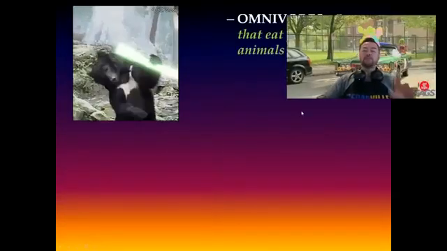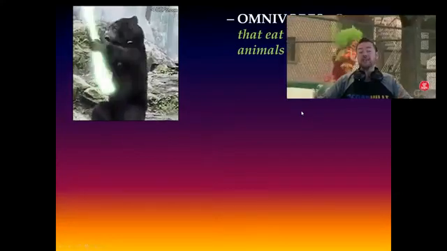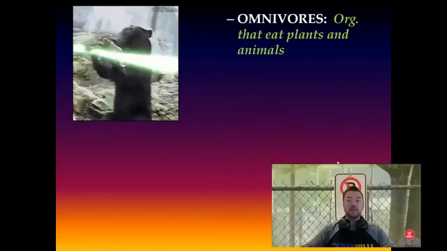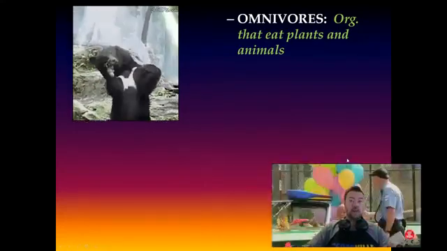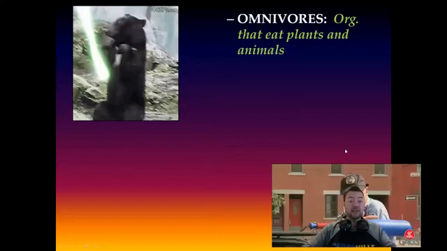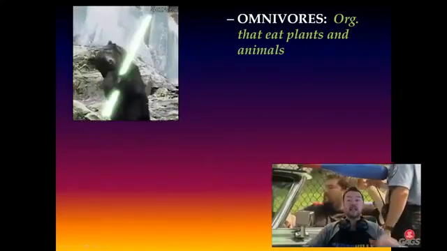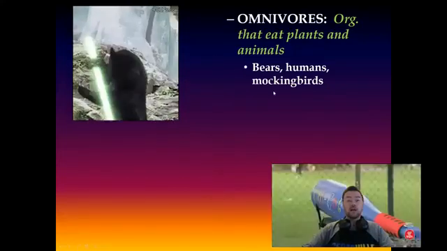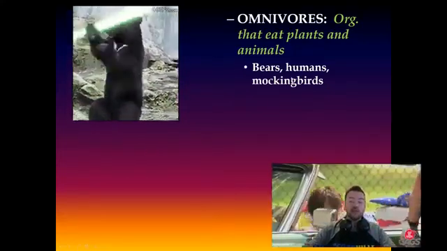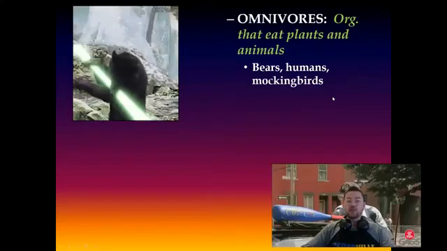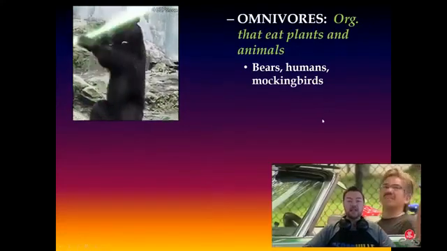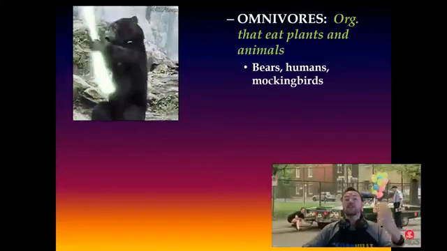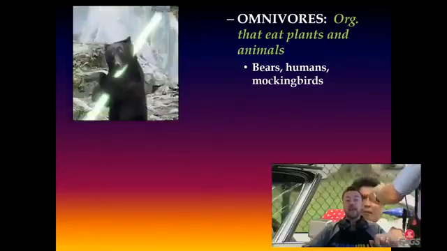But what if you eat both types of organisms? If you eat plants and animals, well, then you are considered an omnivore. Omni means many or multi or all, and omnivores eat practically anything. They eat plants and animals. This includes things like bears, humans. We are omnivores. We eat all kinds of stuff, and even mockingbirds, which will eat insects and seeds and other types of berries. Those are all organisms that get their energy or their matter from plants or animals.